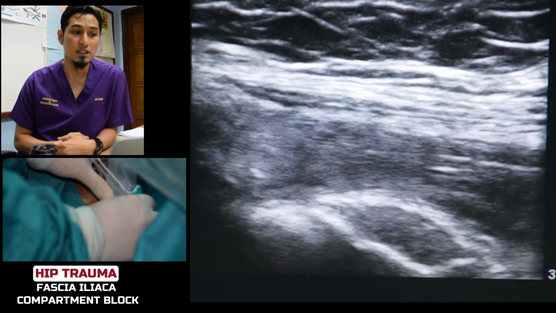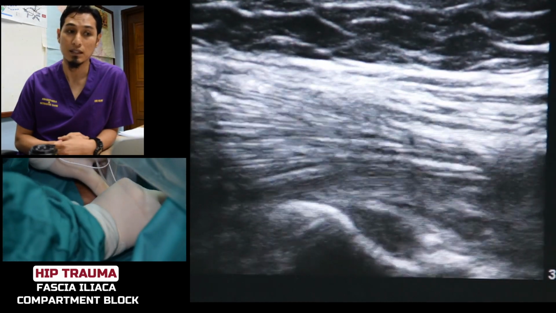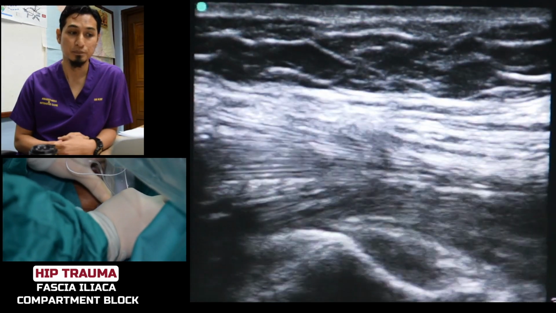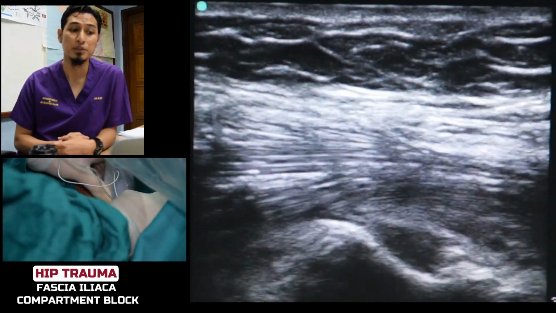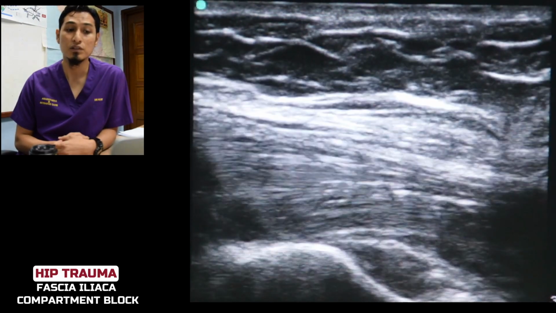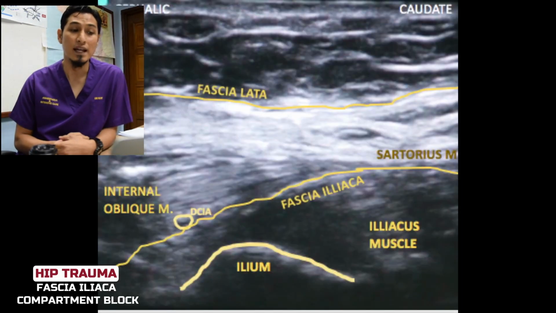We are using Stimuplex Ultra 360 80mm needle using in-plane approach. Here the needle already pierced the first fascia, which is fascia lata. Now the needle is approaching fascia iliaca. This is the sonoanatomy that we need to identify.